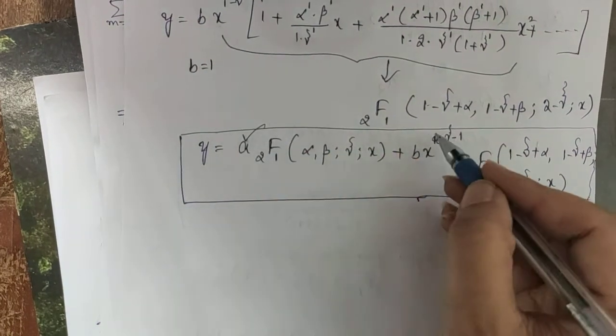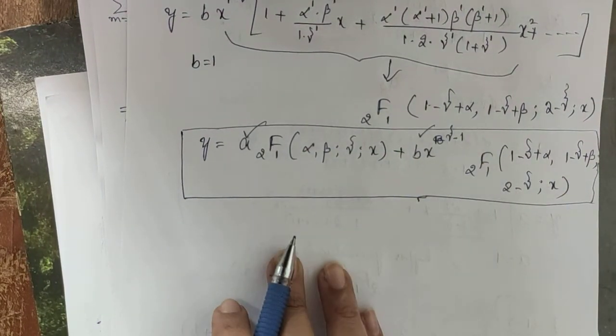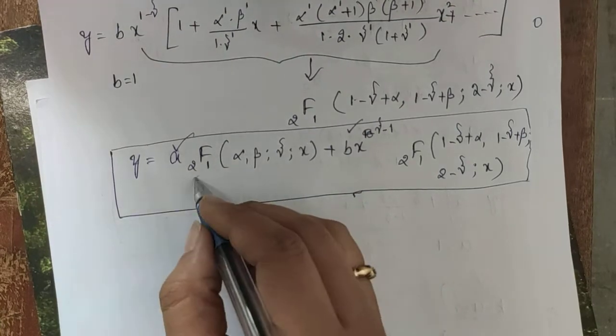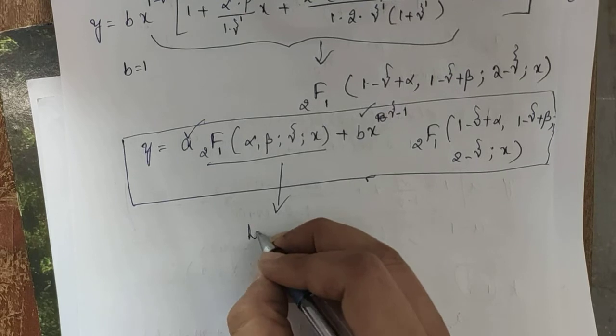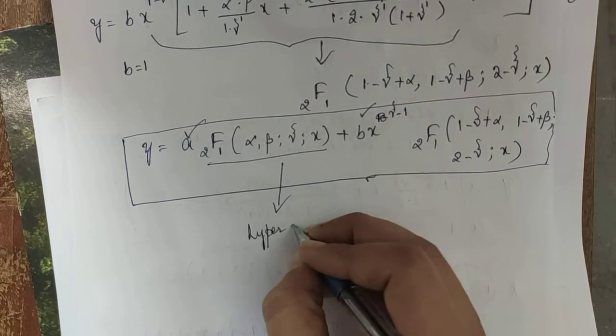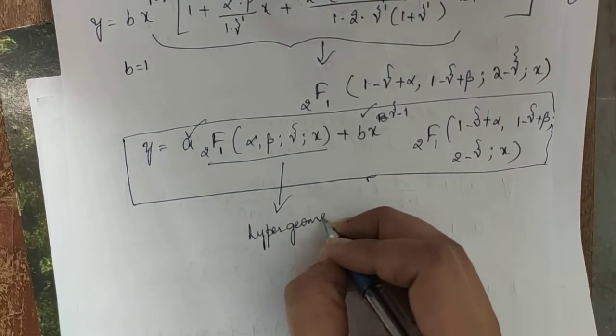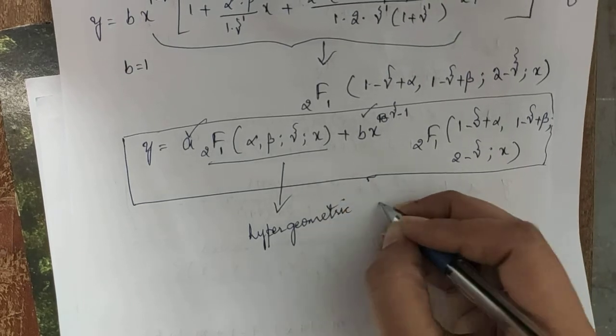Where this a and b are some arbitrary constants and F(2,1) of alpha beta gamma x is nothing but your hypergeometric function.